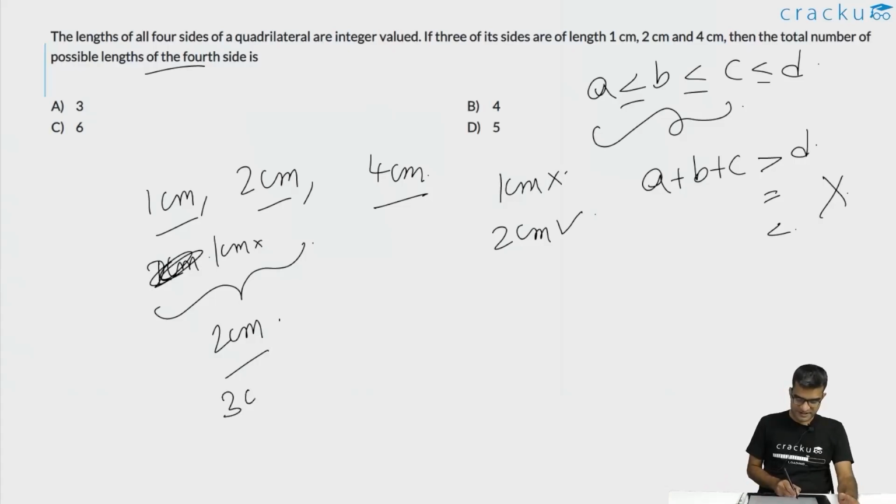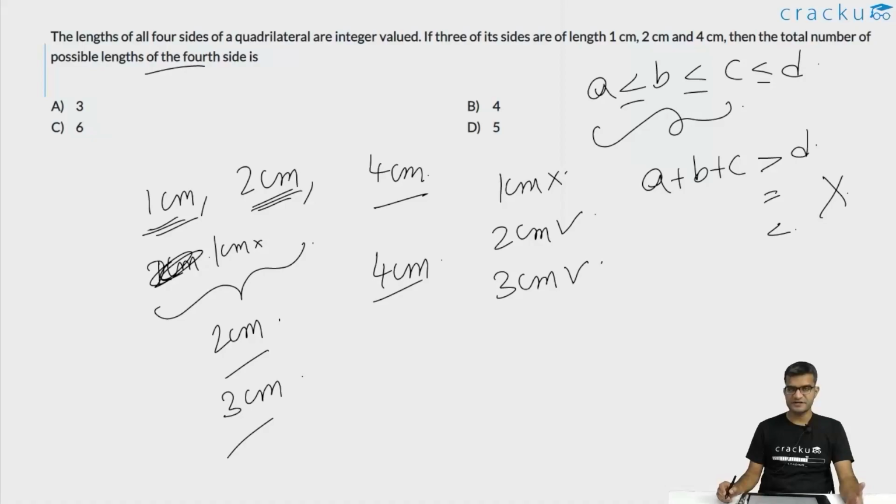If you are looking at 3 centimeters, the sum of 1 plus 2 plus 3 is 6 centimeters, which is greater than 4 centimeters. So 3 centimeters is again allowed. If you are looking at 4 centimeters, the length of the fourth side is 4, then 1 plus 2 plus 4 is 7 centimeters, which is greater than 4 centimeters. So 4 centimeters is also allowed.